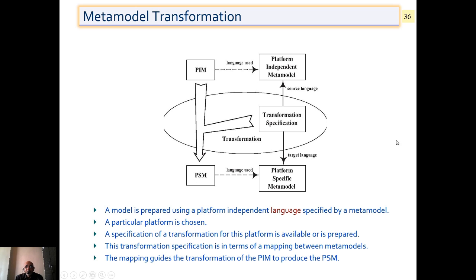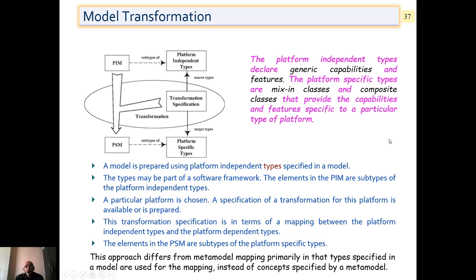So the next stuff is PIM to PSM migration using the transformation specification, and then you do the model transformation from PIM to PSM by having the variety of platform independent types. And then what you have to realize is that a platform is a coherent entity. Okay, it has got generic capabilities and features as well as platform specific types. They have mixing classes and composite classes. So more varieties are there, that you can realize with the PSM.